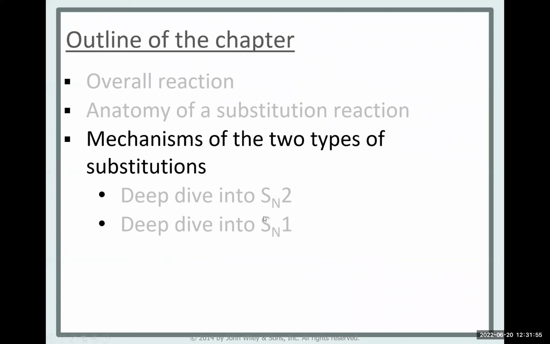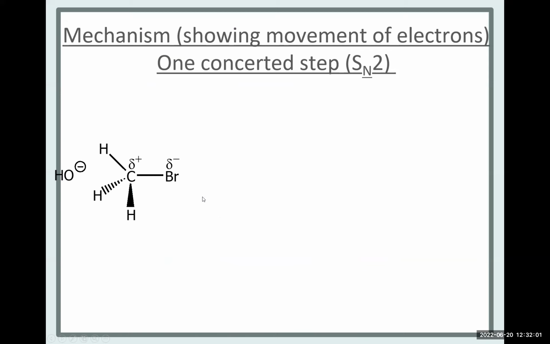So now we're going to switch to going over the answer to your question, the mechanisms of the two types of substitutions. So the first one I'm going to go over is the one that's all in one step. And this is primarily determined by there being a strong nucleophile. There's a few other factors, but if there's a strong nucleophile, then it's going to probably favor the one-step reaction.